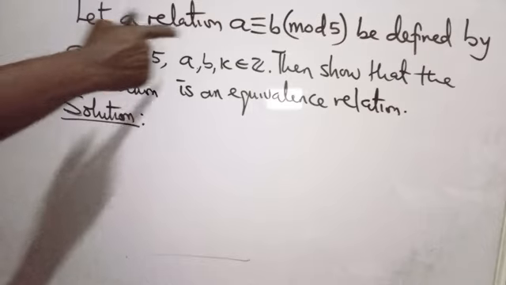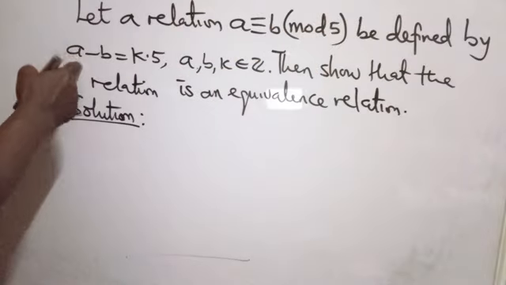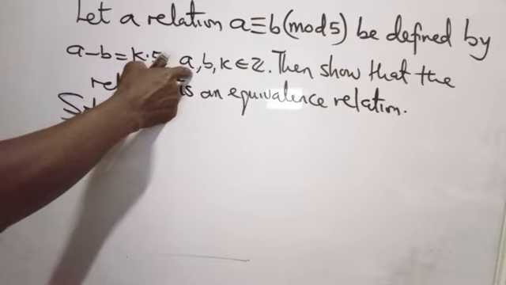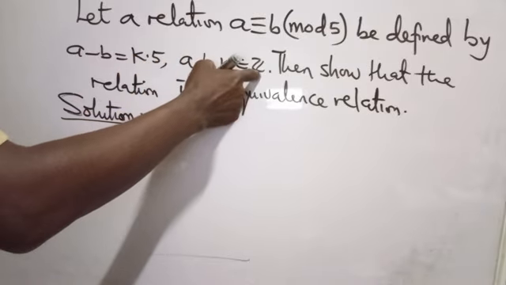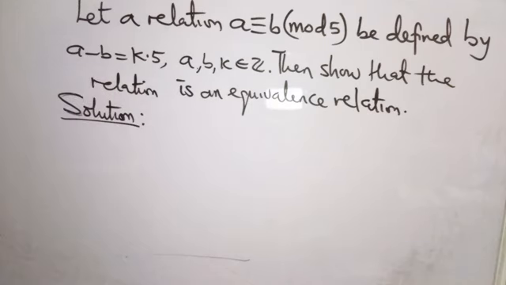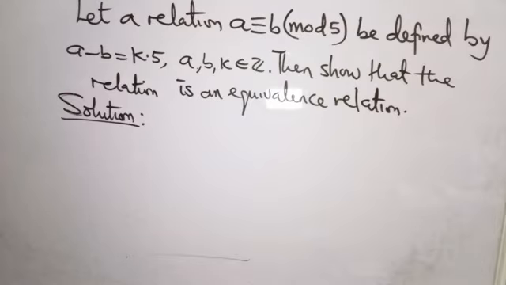We are told that a relation a ≡ b (mod 5) is defined by a − b = k·5, where a, b, and k are integers. Then show that the relation is an equivalence relation. We want to show that this relation is an equivalence relation.